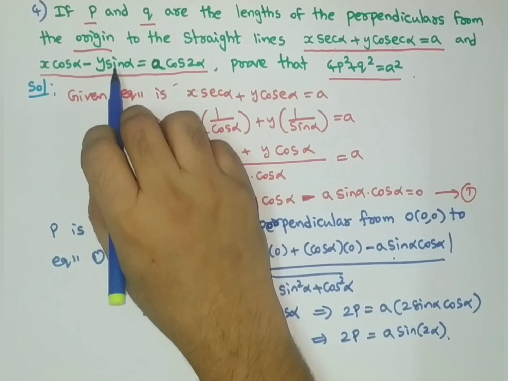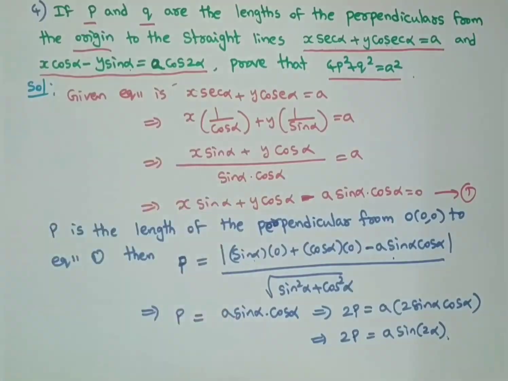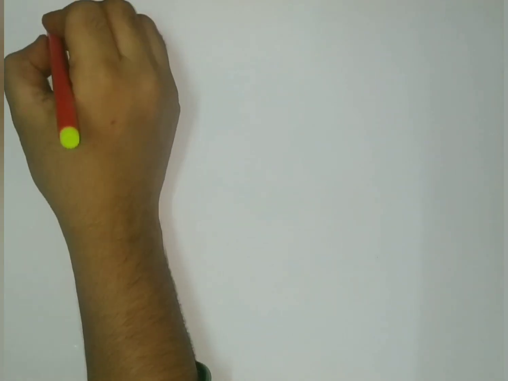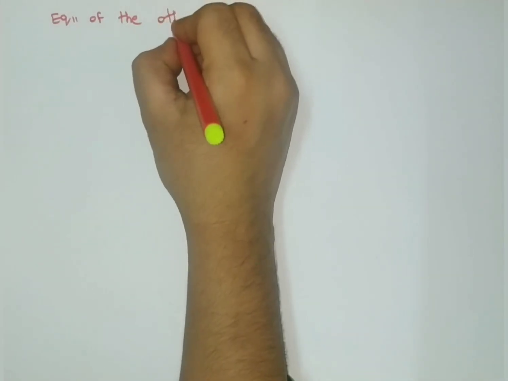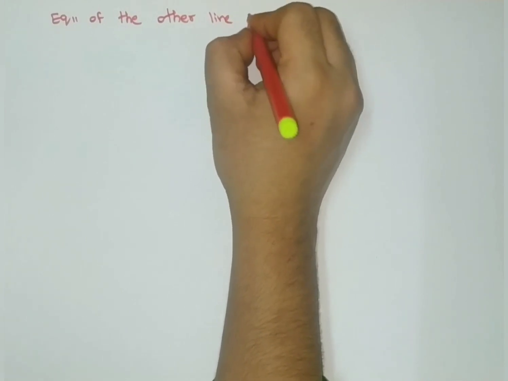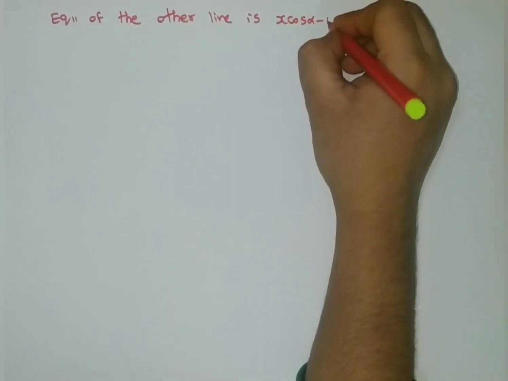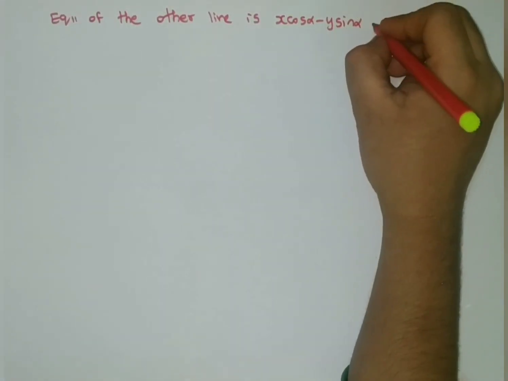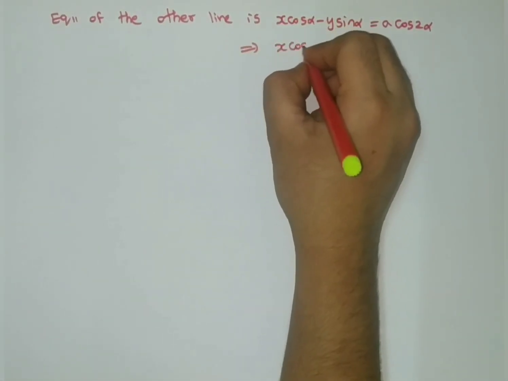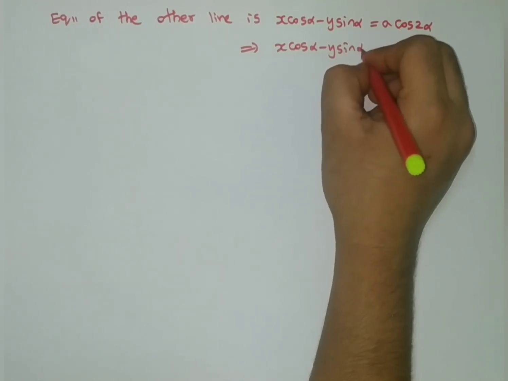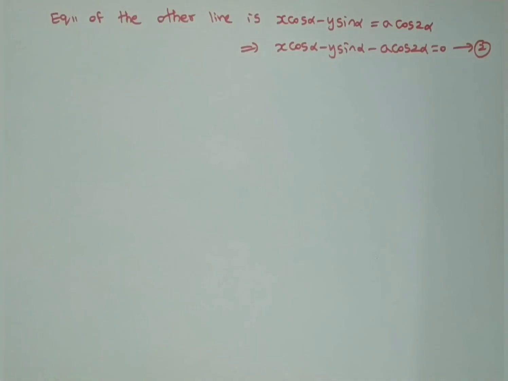Next, the second line equation: the length of the perpendicular from origin to this equation is given as q. So the equation of the other line is, what is given? x cos alpha minus y sin alpha is equal to a cos 2 alpha. That means x cos alpha minus y sin alpha minus a cos 2 alpha is equal to 0. Make it equation 2.